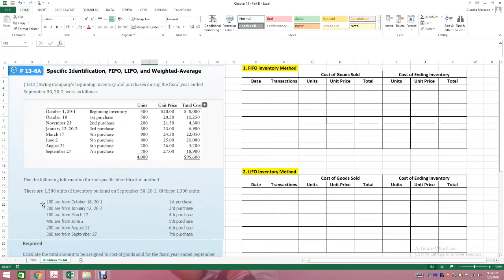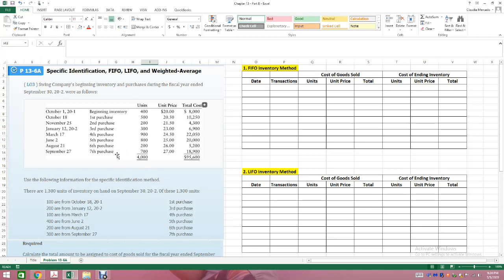So, the first thing we need to figure out is, okay, here they give you the purchase information. This is how much you purchased. You purchased 4,000 units at a cost of $95,600. Now they're also telling you that there are 1,300 units of inventory on hand on September the 30th. Okay, so at the end of the year, you see the last purchase was on September the 27th. 3 days later, on September the 30th, we were notified that there's 1,300 units of inventory on hand, okay?